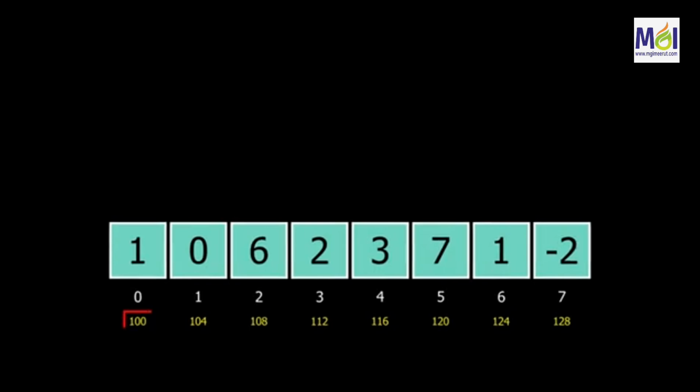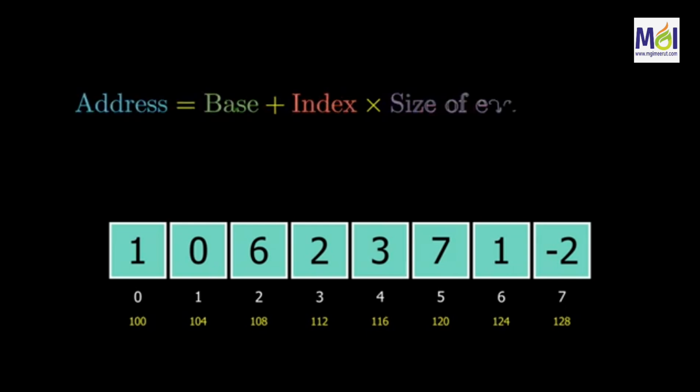Now, the first memory address of the array is known as the base address. In this example, it's 100. And the gap between the memory addresses is 4 units, which means that each element takes 4 units of memory. Also, each element of the array should be of the same size and data type. This contiguous nature of arrays makes accessing the elements very fast. We can access any element in constant time using this formula.